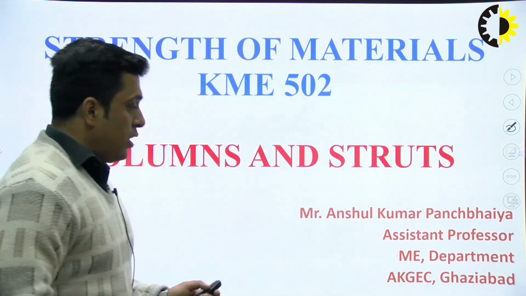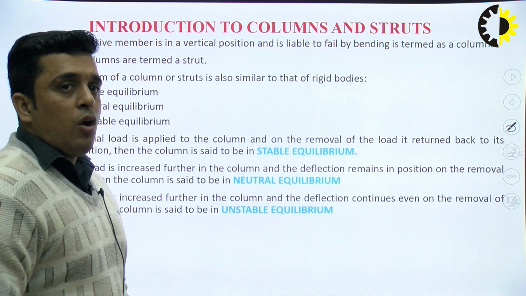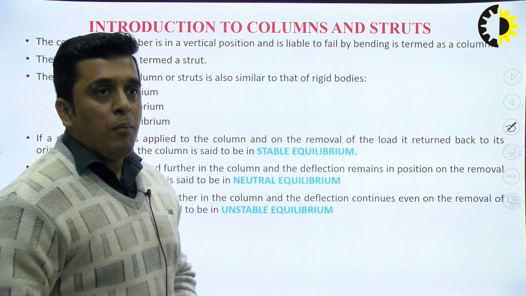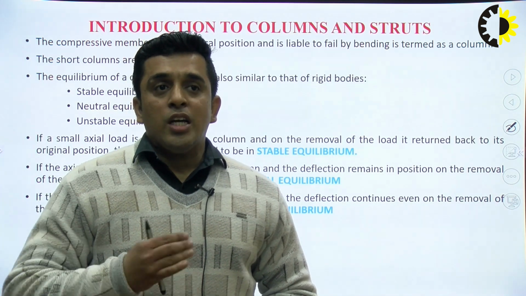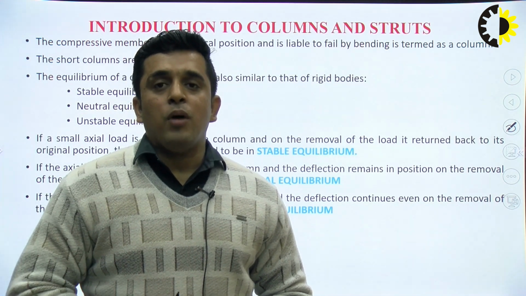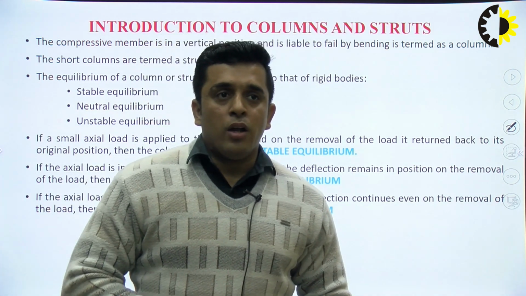This topic is very important for students studying strength of materials, especially in 5th semester. Previously, we have gone through the introduction of strut and column: any vertical member subjected to compressive load and failing by lateral bending is known as a column. Then columns are of three types.